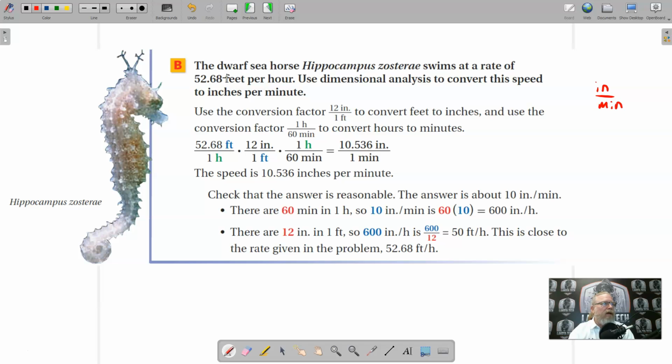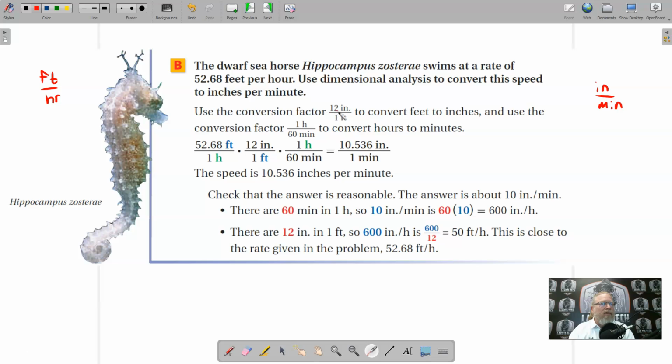Right now we have feet per hour, so we're at feet per hour. So we're going to need some conversion factors. We're going from feet to inches. Notice over on the left we have feet, on the right we have inches, on the left we have hours, and on the right we have minutes. So we're going to have 2 conversion factors, one to deal with distance and another one to deal with time.